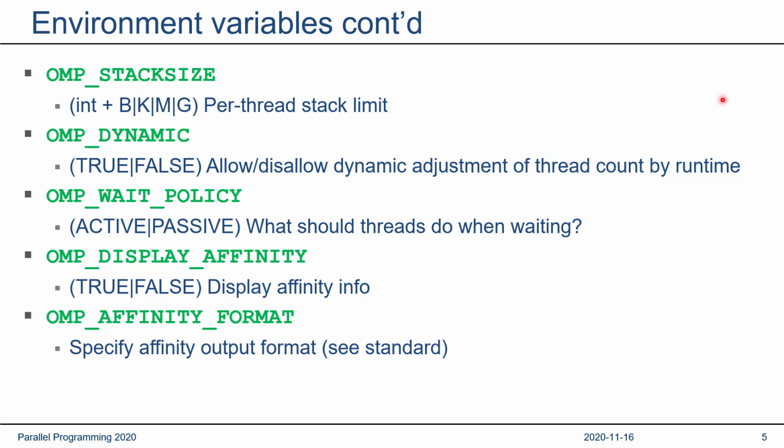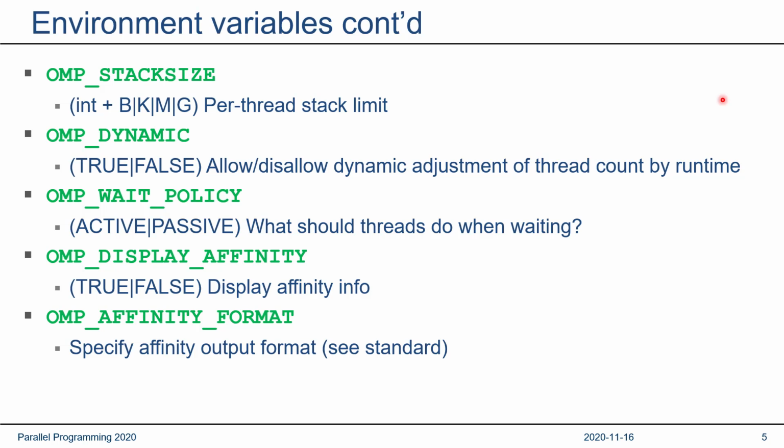OMP_WAIT_POLICY could be interesting in situations where you share a node with others. You can set it to active or passive. And OMP_WAIT_POLICY determines what a thread should do when it's waiting, for example, in a barrier. Passive means that threads go to sleep as soon as possible, so they free resources, while if you set it to active, then the thread keeps running and spinning, waiting for some event to give it some work again.